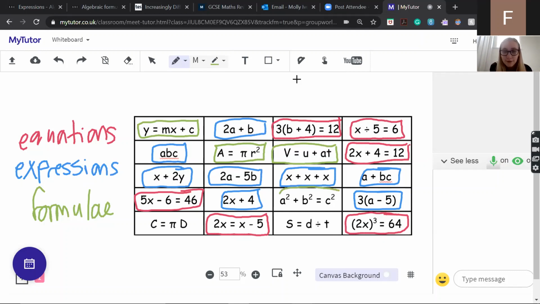Here's Pythagoras' theorem, like I mentioned before. Here's speed, distance, time. And here is one: circumference equals pi times the diameter. So hopefully this makes sense why each of these are categorized as they are.